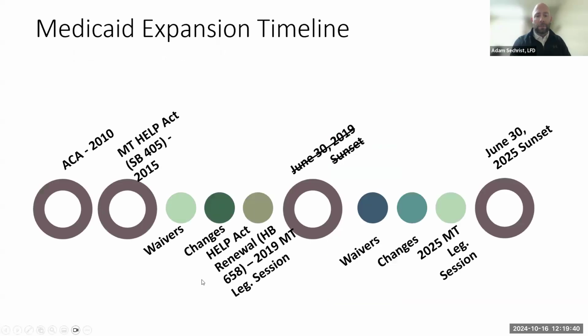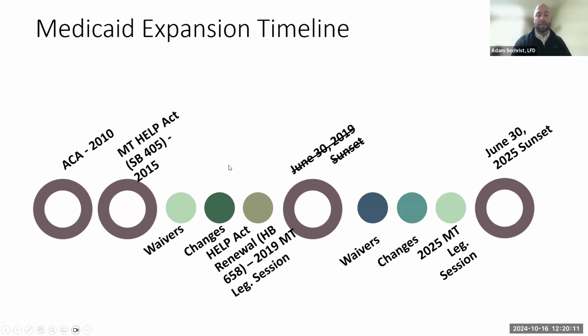Let's take a look now at the history of expansion in Montana by starting in 2010 with the passage of the Affordable Care Act. The ACA, among other changes it made to our nation's healthcare system, created the expanded Medicaid program, which again allowed states to opt in to providing expanded Medicaid. The first states to adopt expansion did so beginning in 2014, and in 2015, the Montana Legislature passed the HELP Act to establish our Medicaid expansion program.